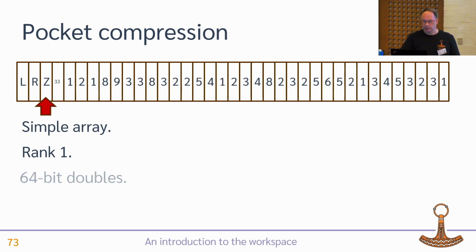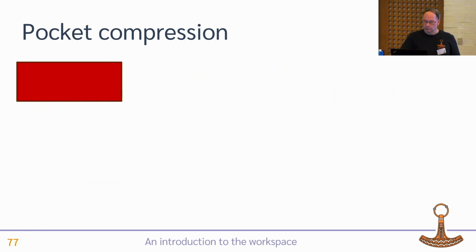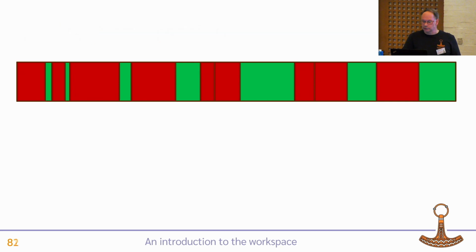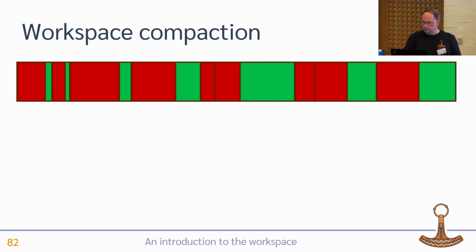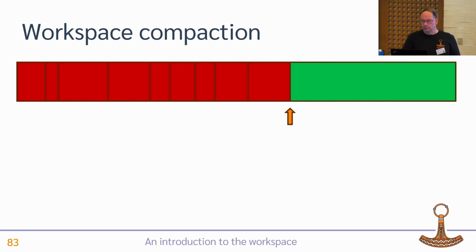So we can shrink that pocket down to 8-bit integers, and it's smaller. What happens then when we put that back in the workspace is that we get an extra free space where it was. And we can do that with all of them, so we get more green space now because we've shrunk as much as we can. And then after we've done that, we squash them all down to the bottom of the workspace. We call this compaction. So they all move down so that we've now got just one free large pocket.